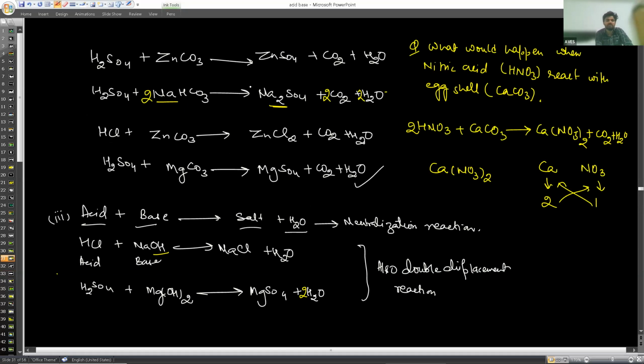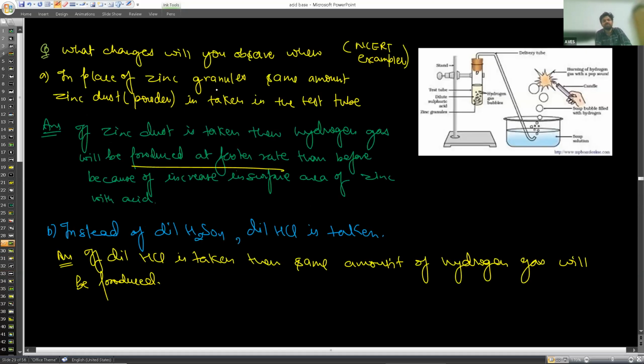Now coming back to the point, start writing here this question: what changes will you observe when, in place of zinc granules, some amount of zinc dust is taken? Write the question also and draw this diagram. Just draw the test tube with H2SO4 and zinc granules. Don't make the stand or the salt. Then, instead of H2SO4, we take dilute hydrochloric acid.